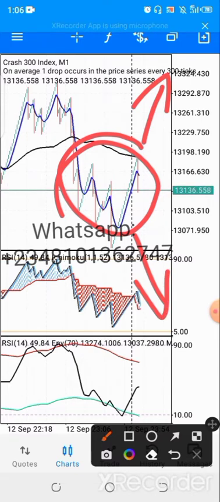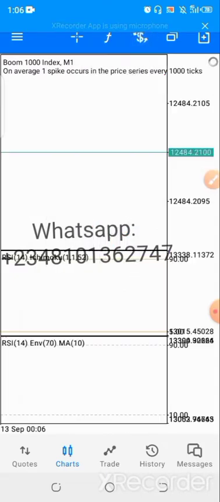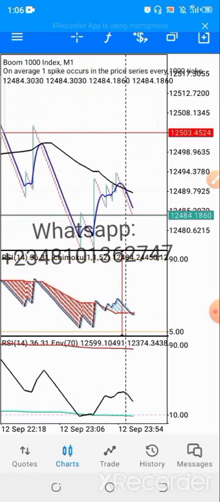So that is how to do it, so that you will not just keep entering the market when the market is reversing, or when the trend is changing, or as the case may be. So this is how it is done.